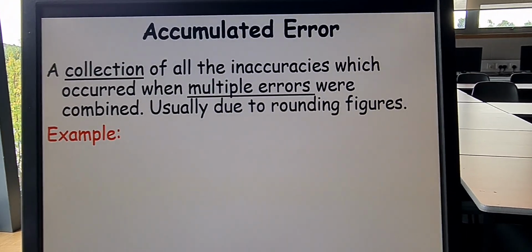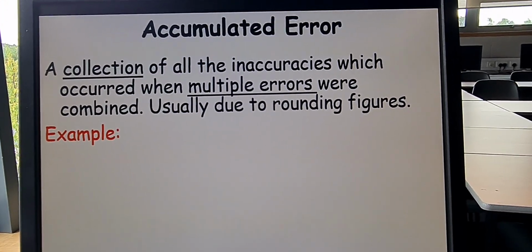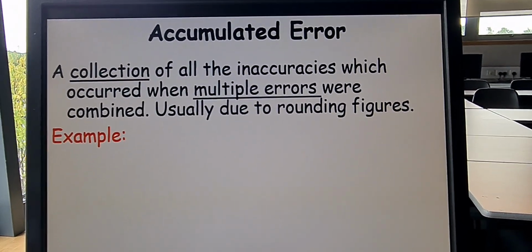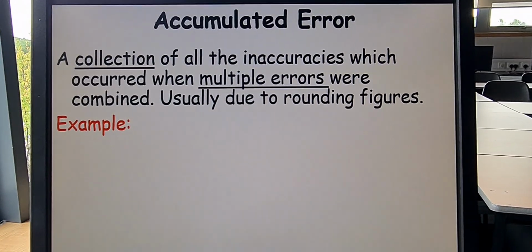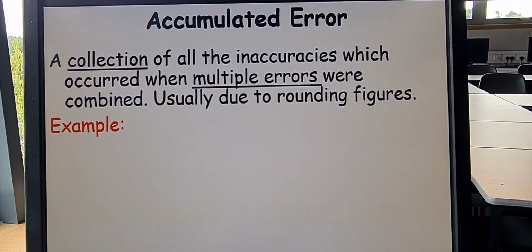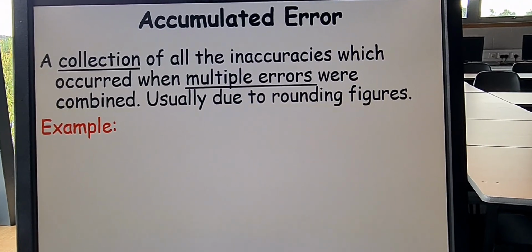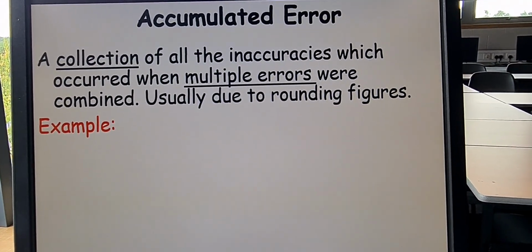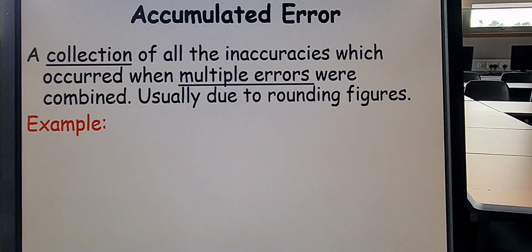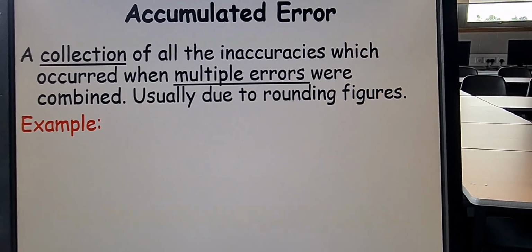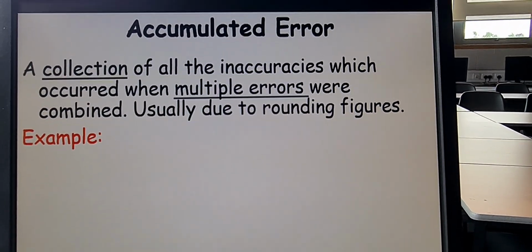Next, we're going to look at accumulated error. Well, we know what error is. It's the difference between an accurate value and an estimated value. Then accumulated error means you're just going to add up all the errors altogether. It's the collection of all the errors that occurred when you were trying to combine multiple errors. And it usually happens when we start rounding figures. Like if you round continuously throughout a question, you will end up with an accumulated error.